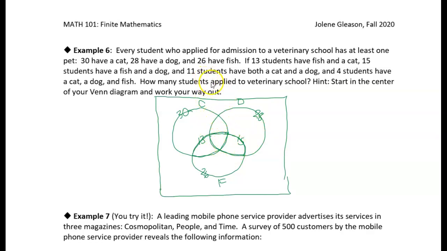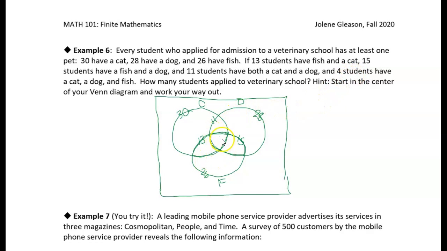And then finally, 11 students have both a cat and a dog. All right, so I'm going to write it again on the line because it doesn't say anything about whether some of those people may have fish. All right, so I'm just going to write it on the line. And then finally, 4 students have a cat, a fish, and a dog.